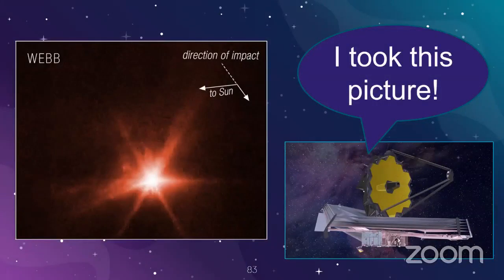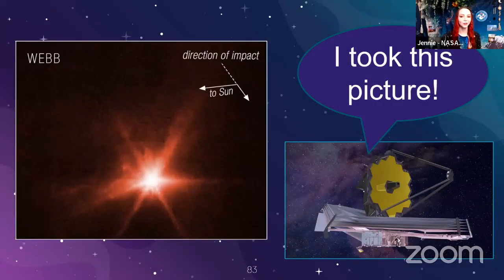This is a picture from the new Webb telescope, JWST. It took this picture as well. And again, lots of dust flying off of the system, which shows just how much of an impact the spacecraft made.